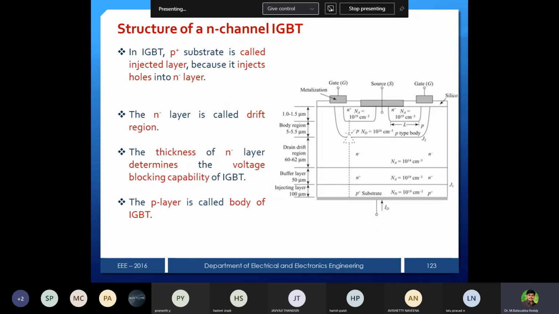And now in the IGBT case, the P plus substrate is called the injecting layer. So this will be injecting layer, injecting carriers into the N minus layer, that is the drift region. So the N minus layer is the drift region, which is common. The thickness of the n minus layer depends upon the blocking capability. So that we noticed from the power diode onwards. So based on the thickness of the n minus layer, the voltage blocking capability of the device will differ. And now the P layer is called the body of the IGBT.